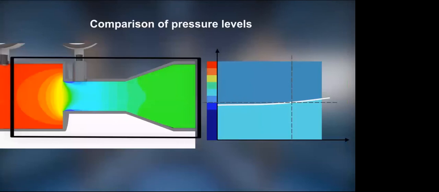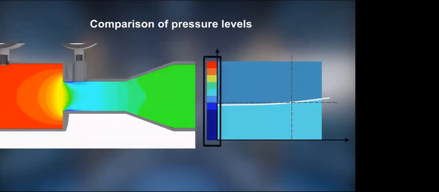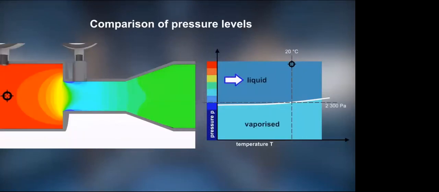The colors in the left visualization correspond to the colors indicated on the vertical axis of a phase diagram on the right. Upstream of a restriction, the static pressure is well above the vapor pressure. The static pressure in the flow decreases as the flow reaches the narrow pipe section. In our example, the pressure at the exposed edge is below the vapor pressure. Consequently, water evaporates and cavitation bubbles are formed.